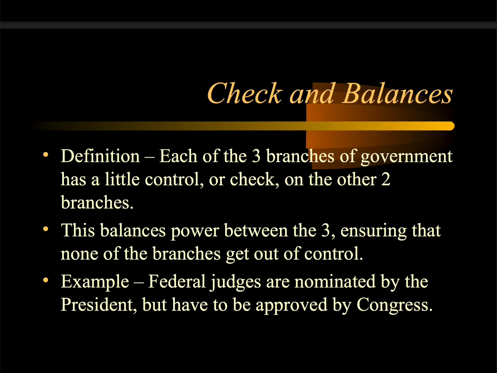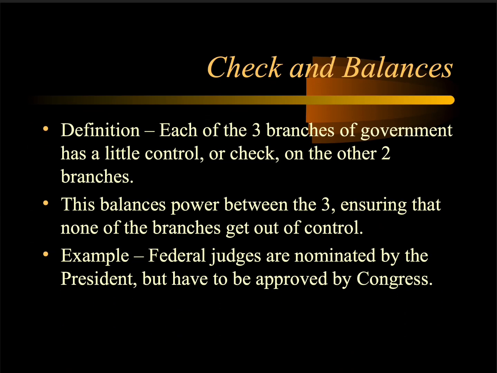Checks and balances. The definition is each of the 3 branches of government has a little control or check on the other 2 branches. This balances power between the 3, ensuring that none of the branches get out of control. An example would be federal judges are nominated by the president, but have to be approved by Congress.